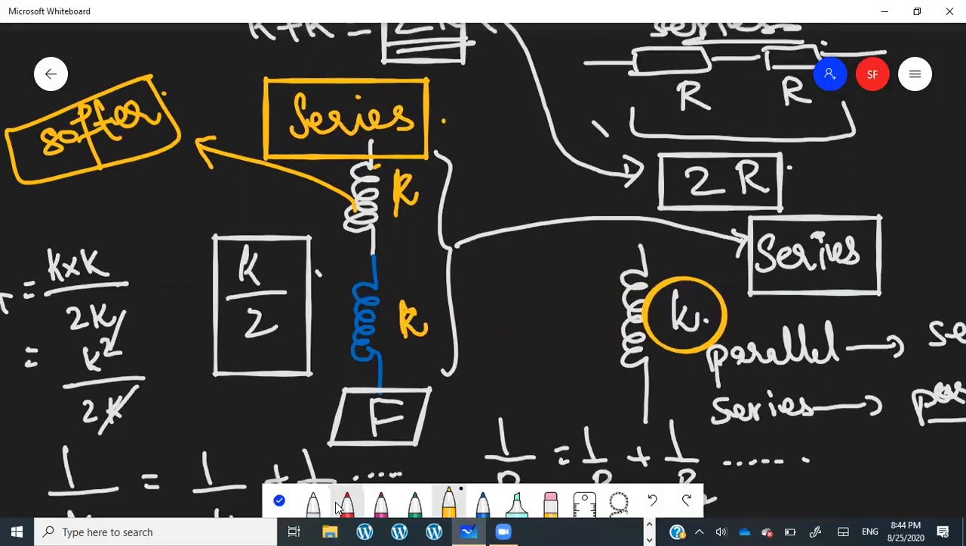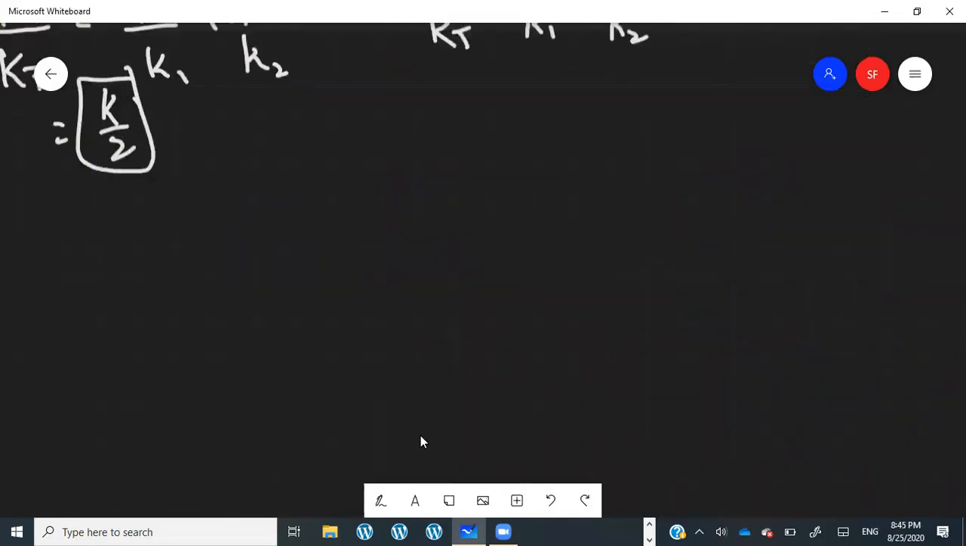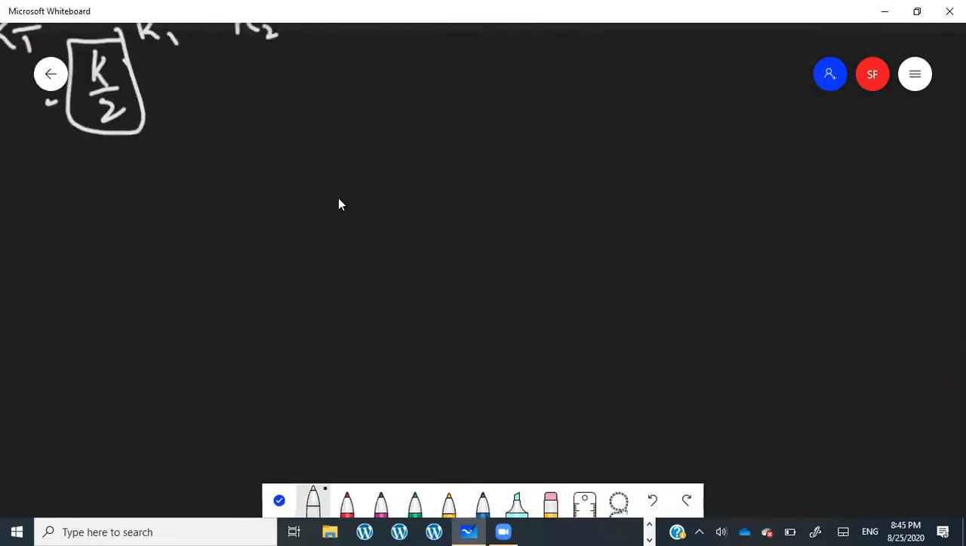Okay. Can I say that? Come on, yes, no. Yes. Compare the spring constants. Is the spring constant value less than the original spring constant? Yes. It is half, right? So that's why it's going to be softer. Mm-hmm. Yeah.